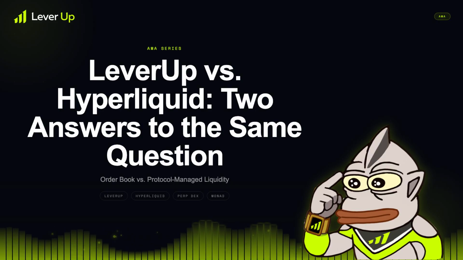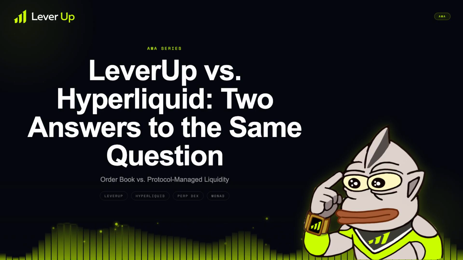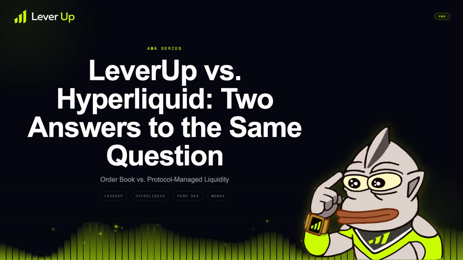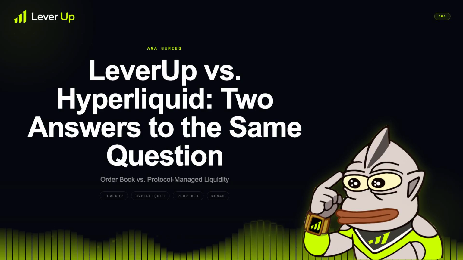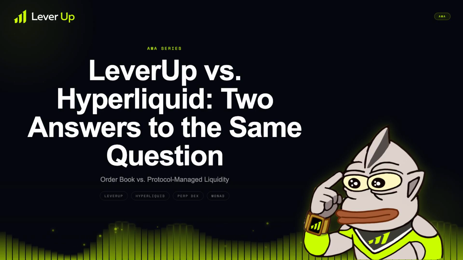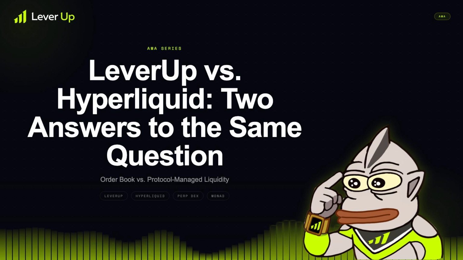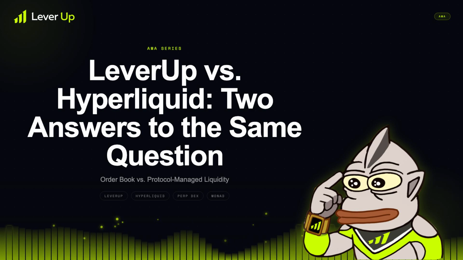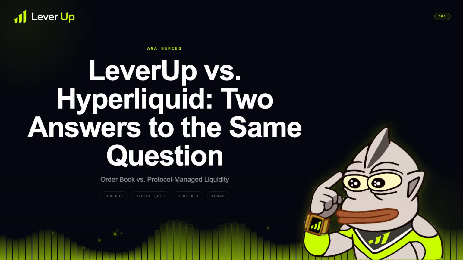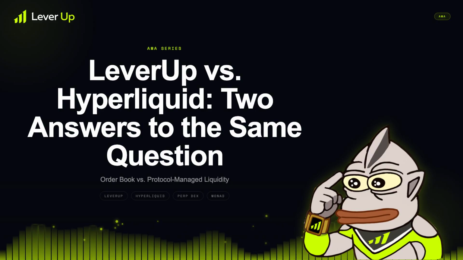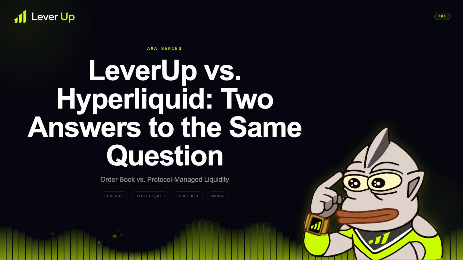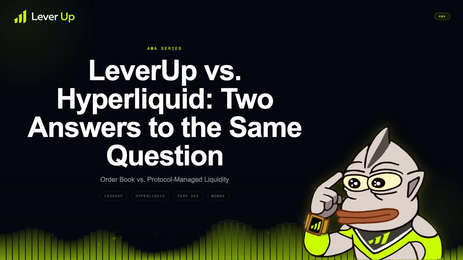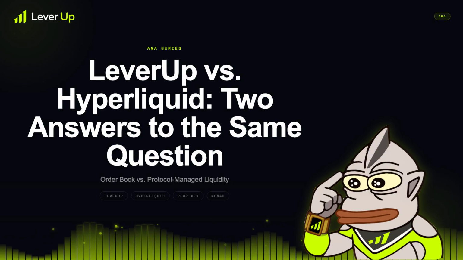Not which is better, because that's not a well-formed question here. It's which set of trade-offs fits how they actually want to trade, vertical chain control versus ecosystem composability, order book depth versus protocol-managed settlement, crypto-native focus versus RWA breadth. Hyperliquid's bet is a vertically integrated order book native chain purpose-built for perp trading, with deep liquidity sourced from a public market-making vault. LeverUp's bet is protocol-managed virtual liquidity built on a general-purpose ecosystem chain, with collateral flexibility and RWA market access extending beyond crypto-native pairs.